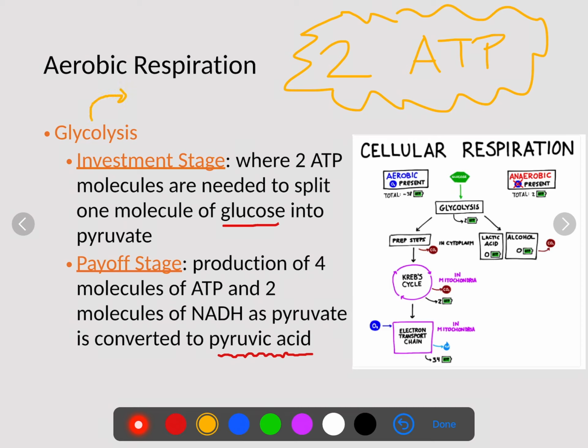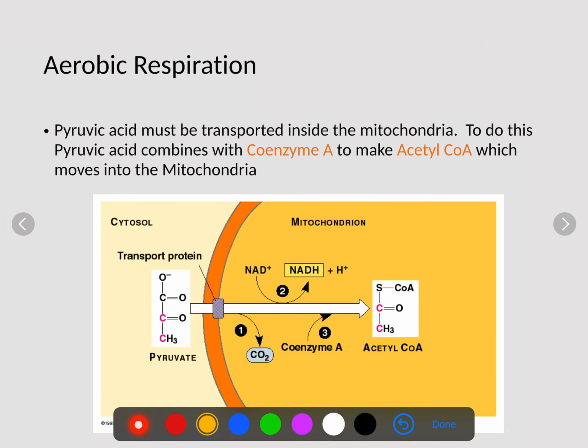Now, glycolysis is the only step that can actually occur in an anaerobic situation, but the next 2 must have oxygen. So pyruvic acid must find its way into the mitochondria. And to do this, pyruvic acid combines with a molecule or a protein called coenzyme A. And what it does is it makes acetyl-CoA, and this helps transport the molecule into the mitochondria where it is needed in the next step.